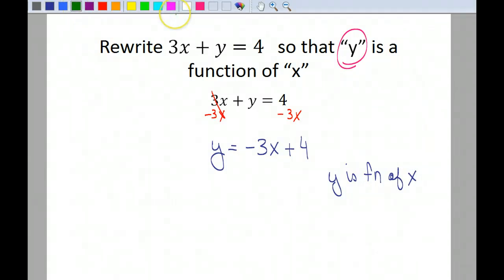Now another thing you're going to notice, my output is y. My dependent variable is y. Because y depends on what we plug in for x. X would be my input and is also my independent variable.